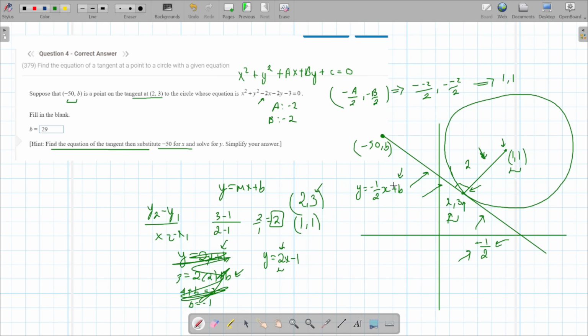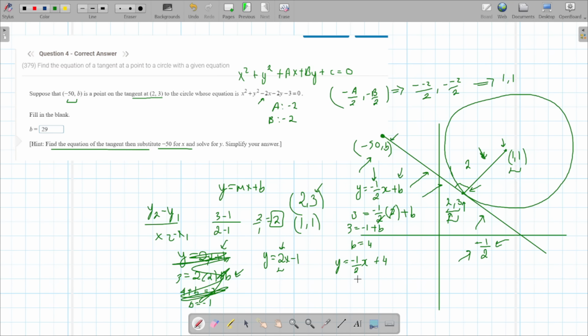Now I need to find the b, but for the tangent, you need the b because you need to find the point. Can I find the b? Yes, I know that 2 comma 3 lies on that tangent, right? So let's substitute. My y is 3 equals minus 1 over 2 x, which is 2, plus b. 2 cancels with 2. You're going to get 3 equals minus 1 plus b. So b equals 4. So my equation of the tangent is y equals minus half x plus 4.